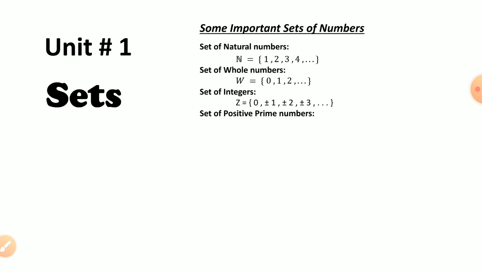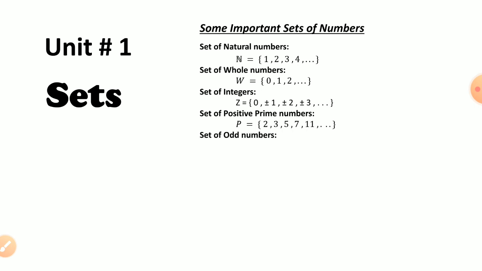Next we have the set of positive prime numbers. Prime numbers are the numbers which are not divisible by any other number except 1 or the number itself. So the set of positive prime numbers is represented by a capital P and it includes 2, 3, 5, 7, 11 and so on.